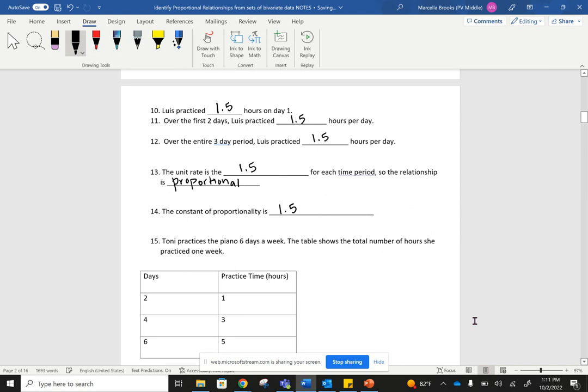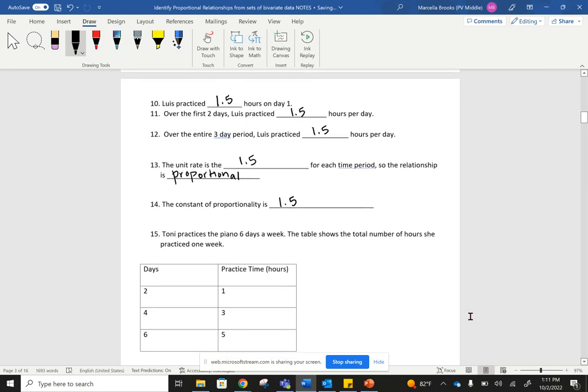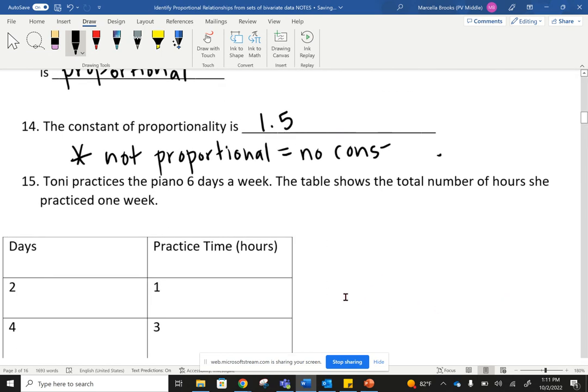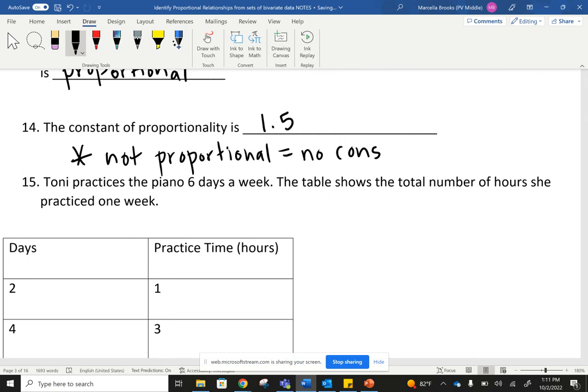All right, I do want to know if it's not proportional. There will be no constant of proportionality. So if the numbers are different, the relationship is different. Constant of proportionality.